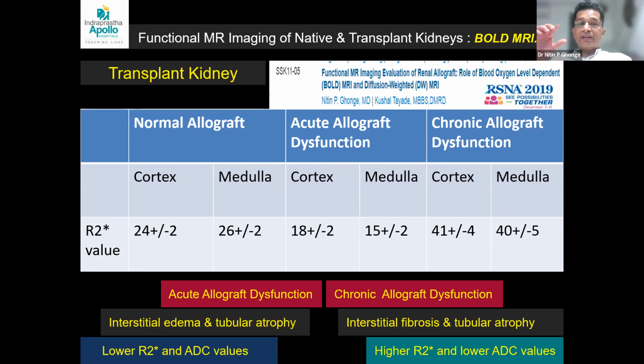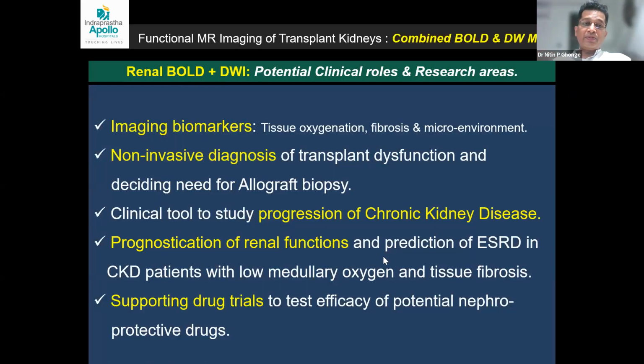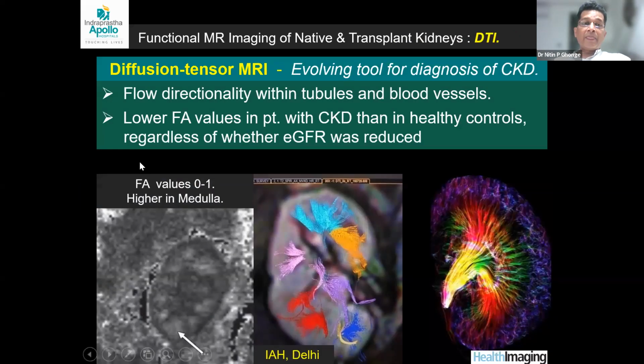So therefore, functional MRI method, particularly BOLD MRI, is a very important tool which is coming up in a big way for non-invasive diagnosis of transplant dysfunction, to decide the need for allograft biopsy. It is a tool to evaluate the progression of CKD. It can prognosticate the renal functions. It can predict end-stage kidney in these patients, and it helps in supporting the drug trials to decide the efficacy of potential nephroprotective drugs. So these are the wide range of roles this is going to play.